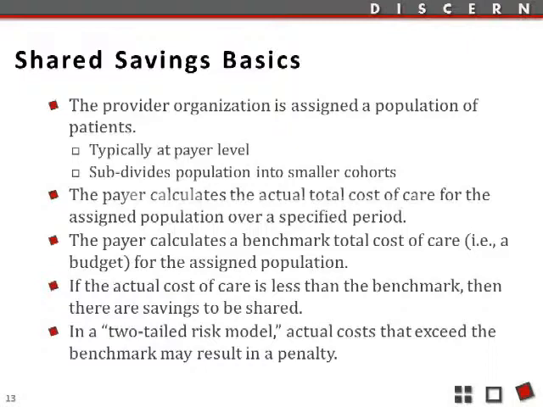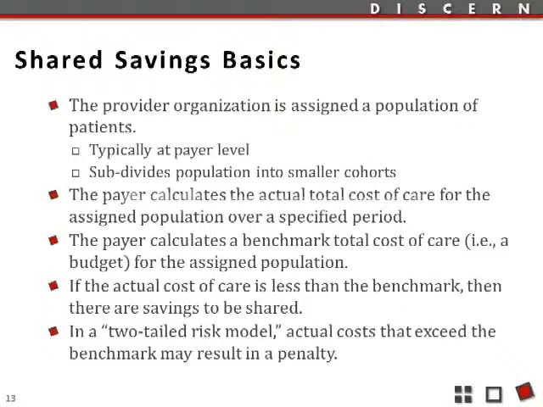So in a shared savings program, a provider organization, like a patient-centered medical home or an accountable care organization, is assigned a defined population of patients. Often those patients are attributed based on where the patient receives the majority of their primary care. And these patient assignments are typically made at the payer level, right? So if Medicare, for example, is operating a pay-for-performance or a shared savings program, then it would assign its beneficiaries to a provider organization. If a health plan is operating a similar program, then they would assign their patients to provider organizations.